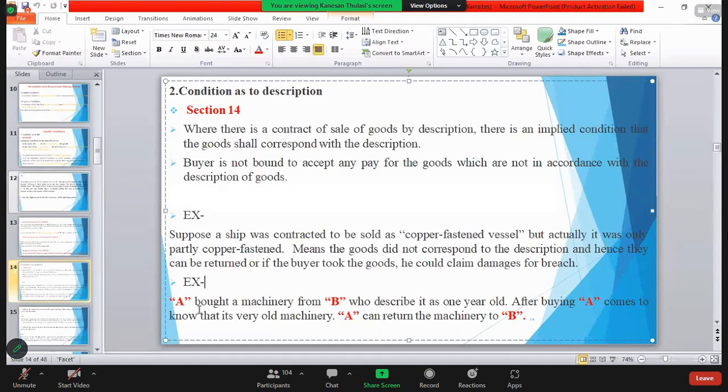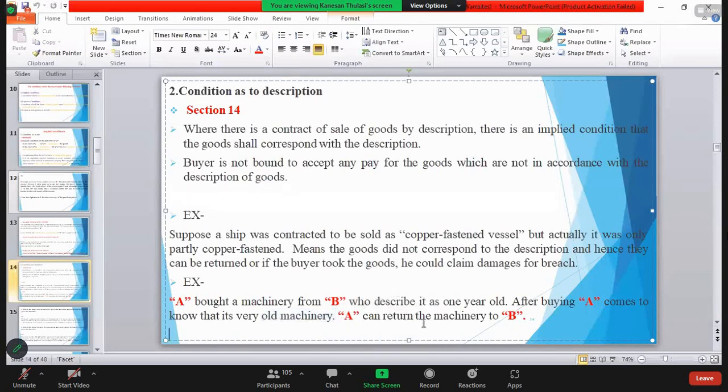See another example. A bought machinery from B, who described it as 1 year old. Think that A wants a sewing machine. B told him that the machine is 1 year old. After buying, A comes to know that it is very old machinery. B had told him that it had been in use for only 1 year. But we identify that the machine is very, very old, maybe 6 or 7 years old.